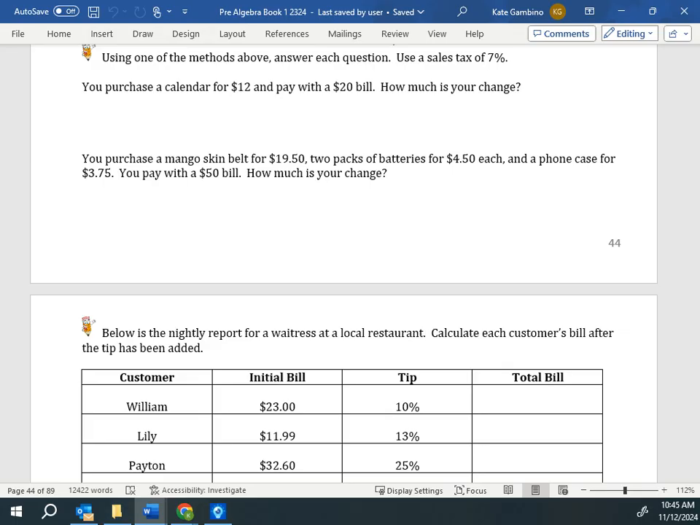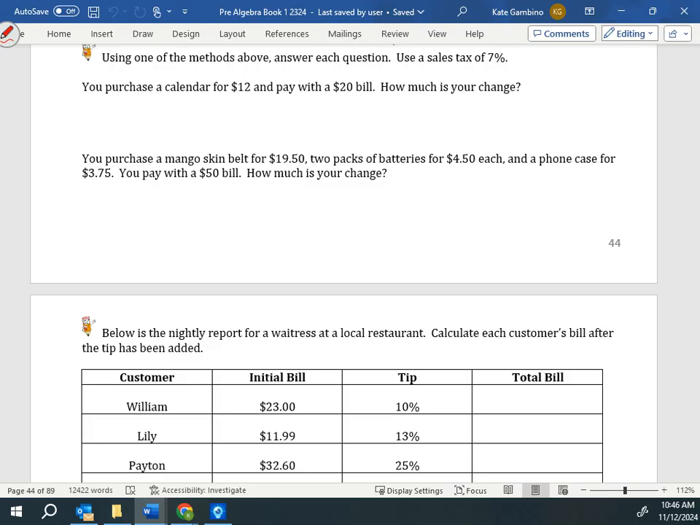You have to have more than $120 to pay for that new bike, because you have to have enough to cover the sales tax. So we're going to use the sales tax of 7%. We purchase a calendar for $12 and pay with a $20 bill. How much change do you get back? It's not just $12 that you're paying. You're paying $12 plus 7% sales tax.